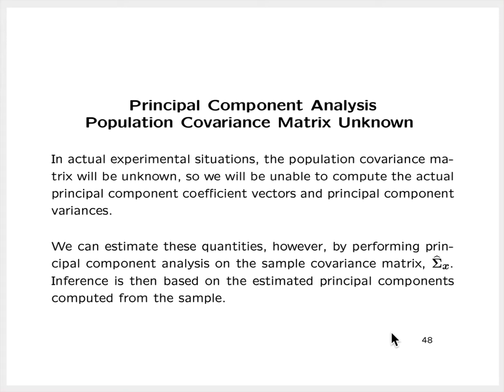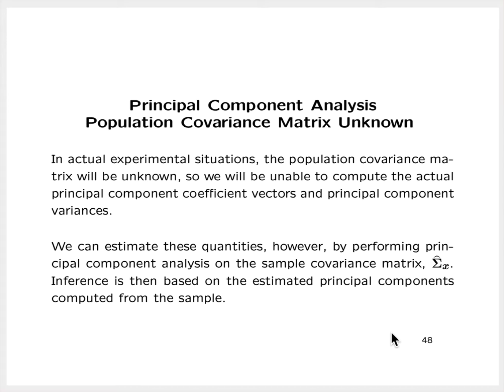Now, in actual experimental situations, the population covariance matrix is not going to be known. And so we're not going to be able to compute the actual principal component coefficient vectors nor the principal component variances. If we don't know cap sig, then we cannot do calculations with it. We cannot extract the characteristic roots nor the characteristic vectors.